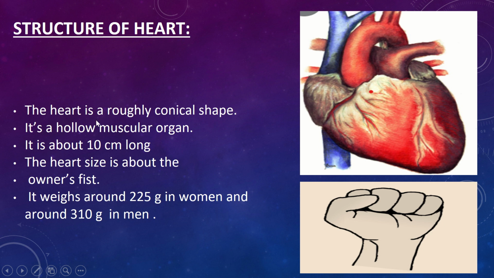Structure of the heart. The heart is roughly conical in shape, and you can see here it's roughly a conical shape. It is a hollow muscular organ. Hollow means there are some empty spaces inside so that some contents can be carried inside. It is mainly made up of muscle, so it is a muscular organ. It is about 10 centimeters long. The heart size is about the owner's fist.